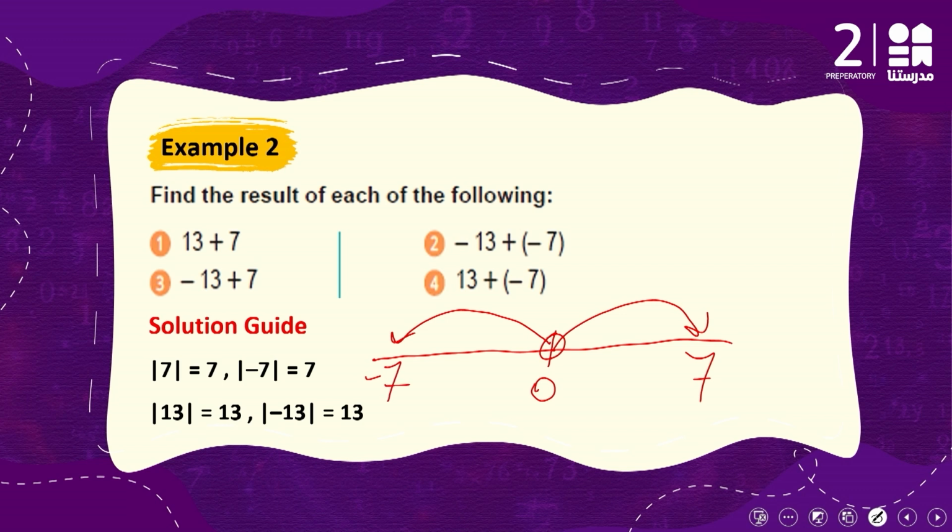When talking about distance or how many steps we move, you have to say the answer in a positive number. So we move 7 steps. The distance, you can use absolute values. So absolute value of 7 is positive 7. Absolute value of negative 7 also is positive 7. The same as for 13. The absolute value of 13 is positive 13. And absolute value of negative 13 also is positive 13. It means we move 13 steps, whatever the direction, if it's positive or negative.